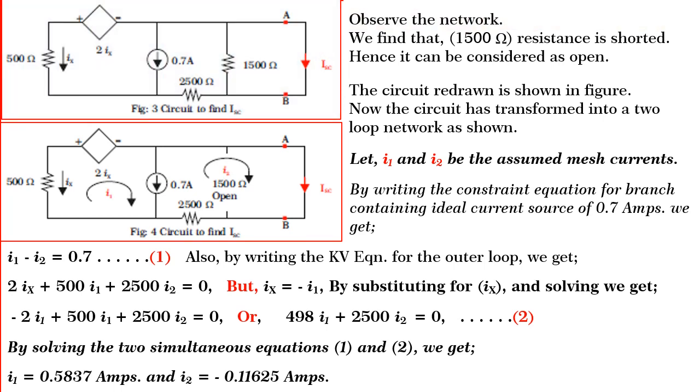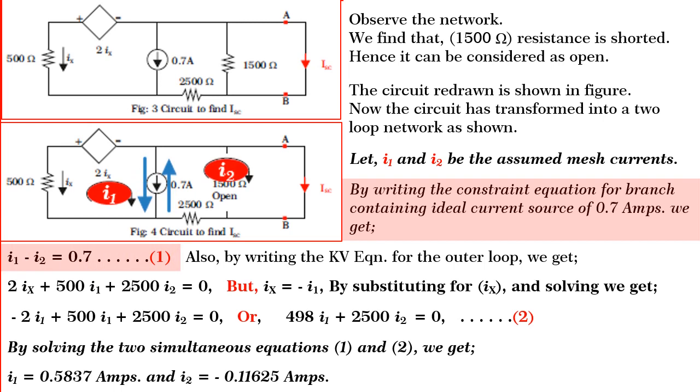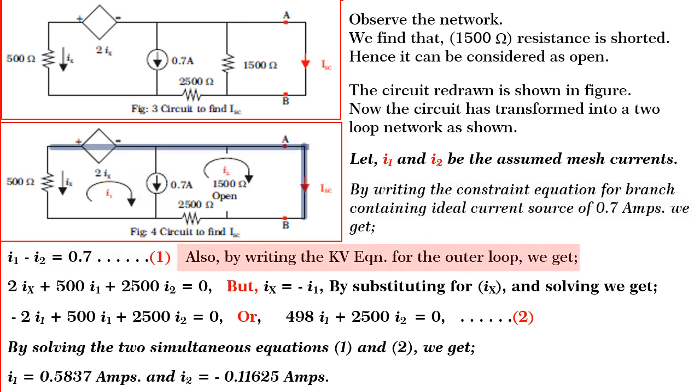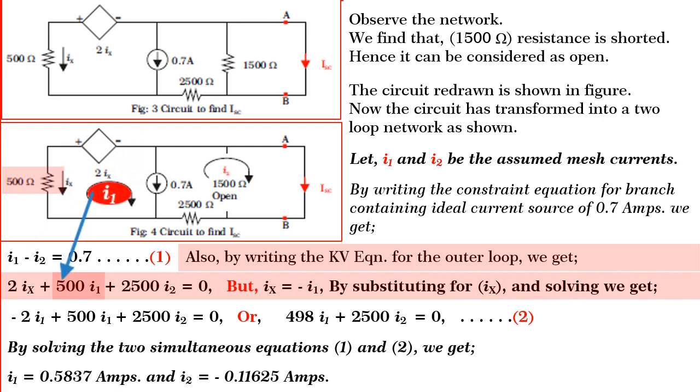Observe the network. We find that 1500 ohm resistance is short circuited, hence it can be considered as open. The circuit redrawn is shown in figure. Now, the circuit has transformed into a two-loop network as shown in figure. Let I1 and I2 be the assumed mesh currents. By writing the constraint equation for the branch containing ideal current source of 0.7 amperes, we get I1 minus I2 is equal to 0.7. By writing the Kirchhoff's voltage equation for the outer loop, we get 2Ix plus 500 I1 plus 2500 I2 is equal to 0.